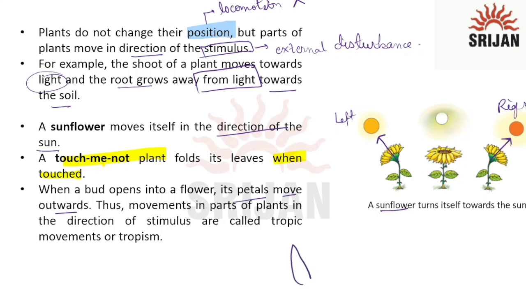For example, suppose this is a bud. And when it opens, what will happen? The leaves of the flower, meaning petals, will spread just like this. So the petals move outwards. Thus, movements in parts of plants in the direction of a stimulus are called tropic movements or tropism. I hope it is clear to you. Thank you.